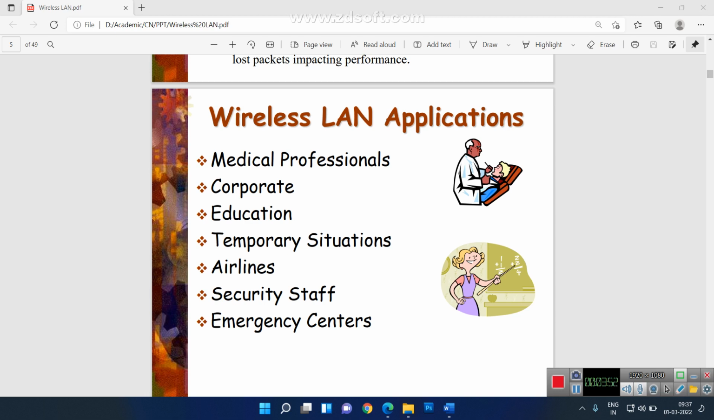And then airlines we already know. In airlines they are using walkie-talkies, with which they can transfer flight information. And then emergency centers: in all the buildings there is no need for wired installations. In that situation we definitely need these wireless LAN applications.